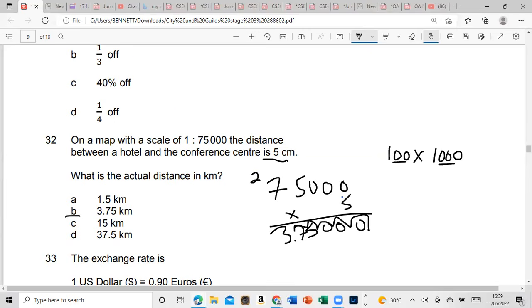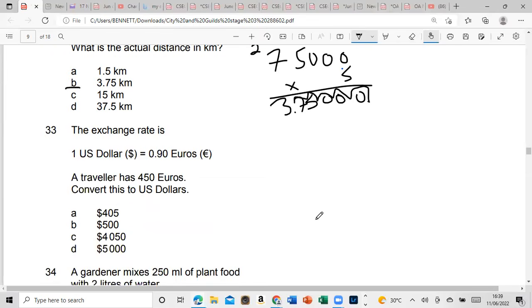All right, let's move on to 33. This one is spooky. The exchange rate is $1 equals 0.9 euros. A traveler has 450 euros. Convert.